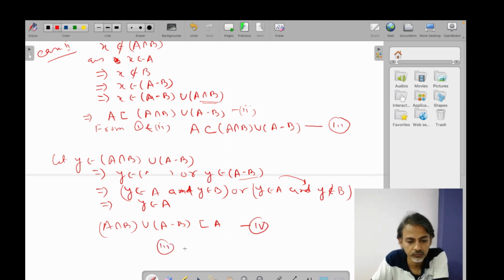From 3 and 4, we can say that A equals A intersection B union A minus B. Alright, so this is proved.